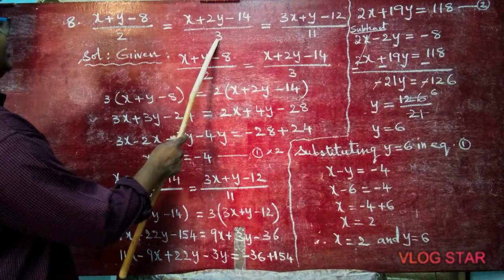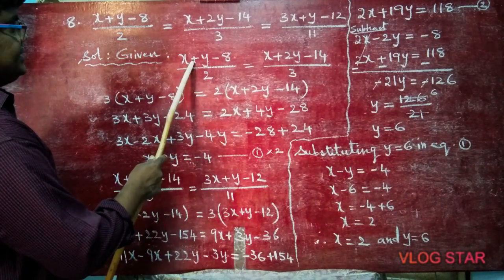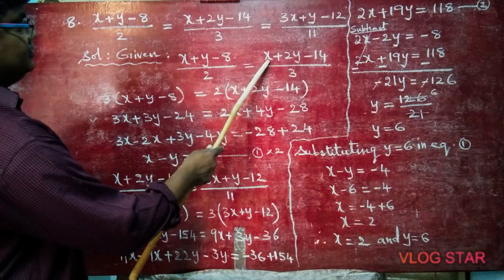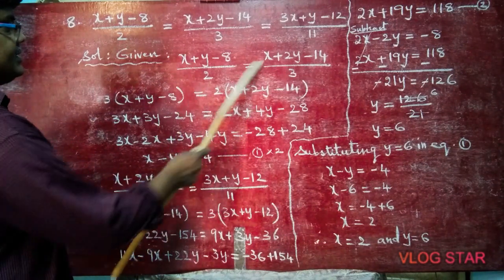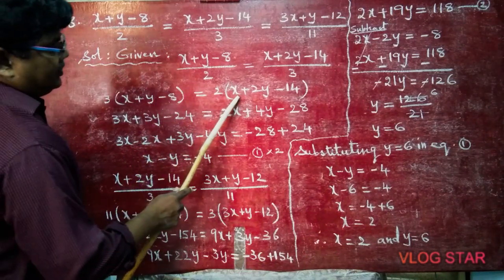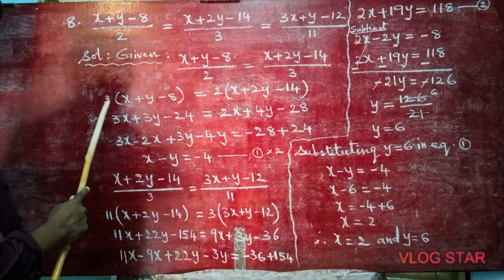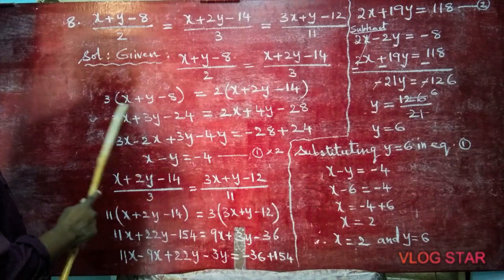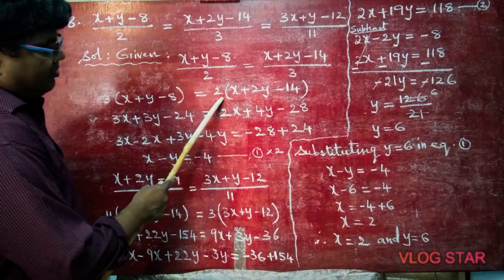I am taking first these two. I am simplifying, doing cross multiplication. (x + y - 8)/2 = (x + 2y - 14)/3. Cross multiplication: 3(x + y - 8) = 2(x + 2y - 14). Everybody knows 3 table. 3 into x, 3x, plus 3 into y, 3y, plus 3 into minus 8 is minus 24. And 2 table everybody knows.